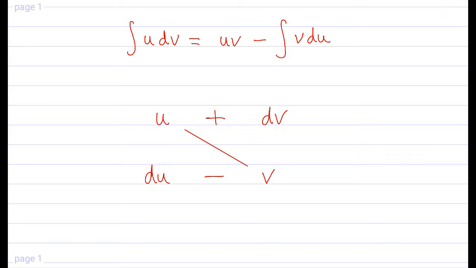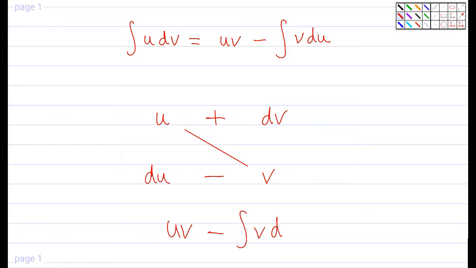Okay. You might be thinking, why am I doing this table? Well, look what happens. When I multiply the two functions at the end of the diagonal line, I get uv. And then if I integrate everything that's on this last row, including the sign that's here, I get minus the integral of v du. What do you know? Our integration by parts formula magically appears. There it is.